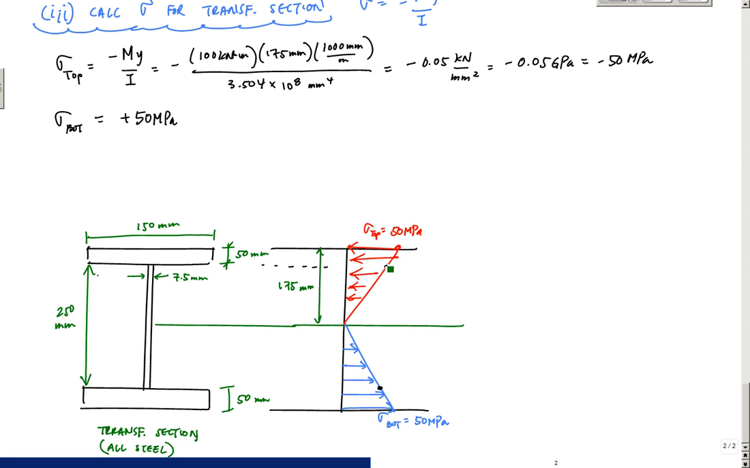Here I have this distance, which was 175 millimeters, and this location right here at the transition, I'll just call sigma 1. Sigma 1 over this distance right here, which is 125 millimeters, is equal to sigma top over 175 millimeters, because the variation is linear. That means sigma 1 is equal to, oh gosh, I don't know, what is that?